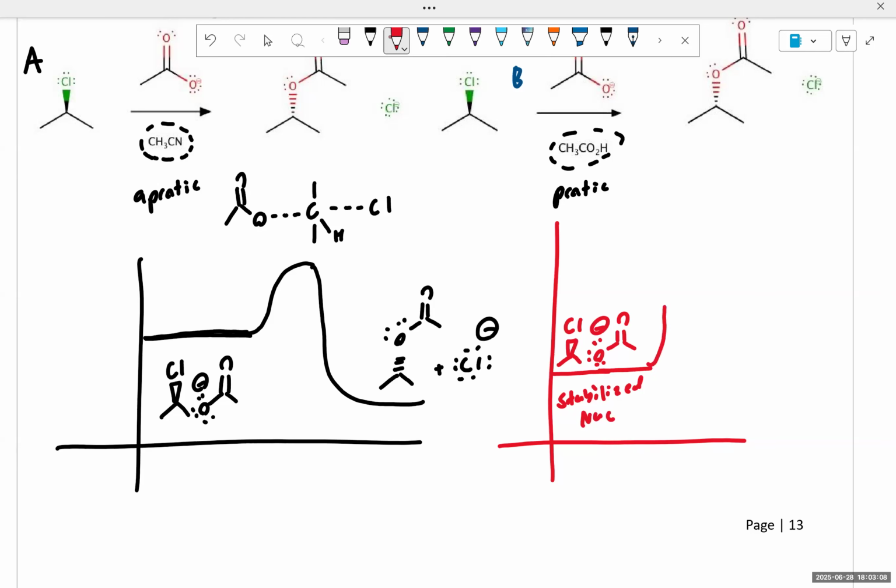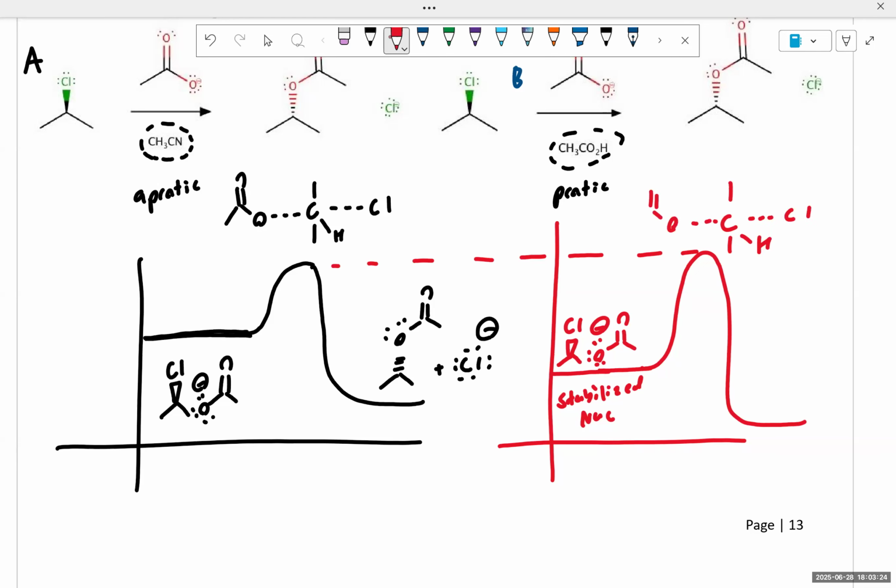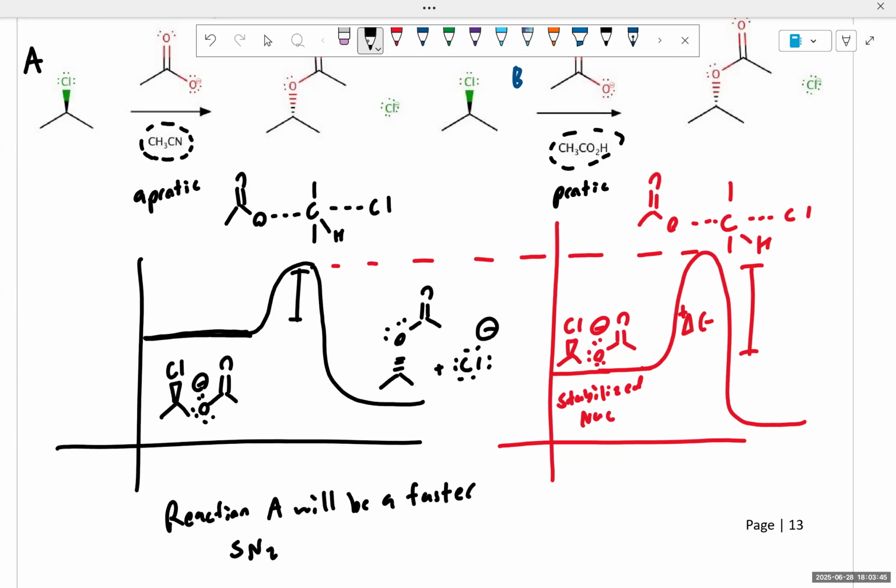What that means is, because we're getting to the same transition state, let me just make sure to draw this so that they're the same height. The transition state is going to be exactly the same. The main difference is our Gibbs energy of activation, our activation barrier, is going to be larger. So we can say that reaction A will be a faster SN2 reaction.